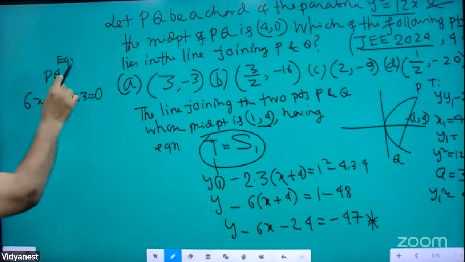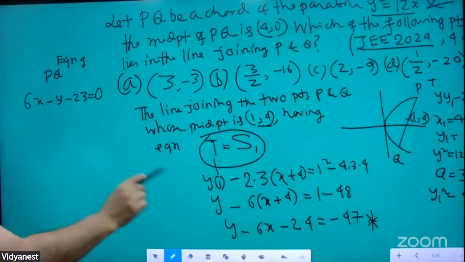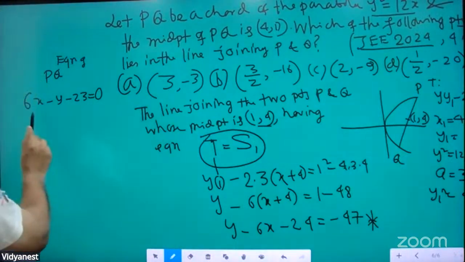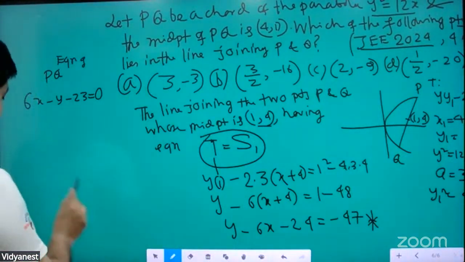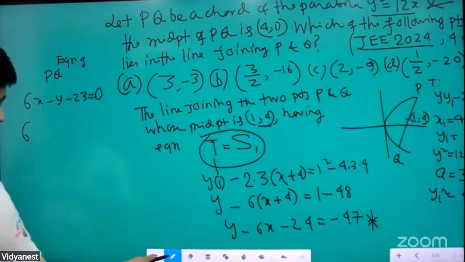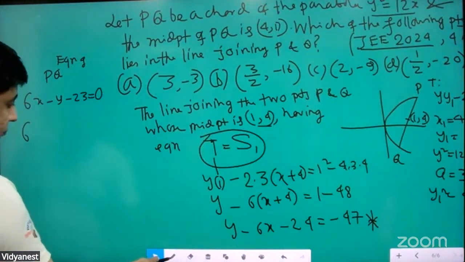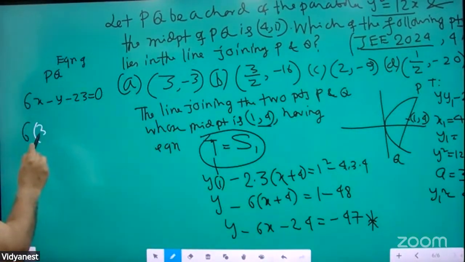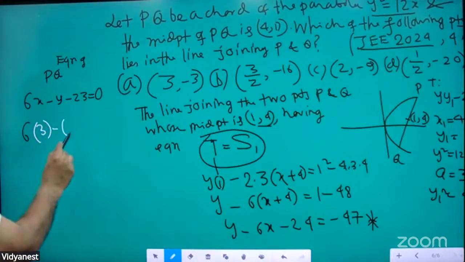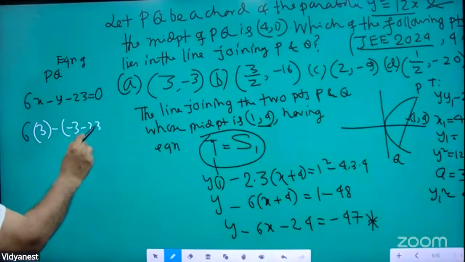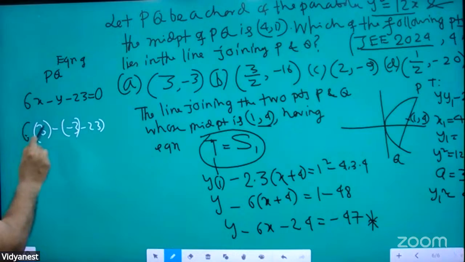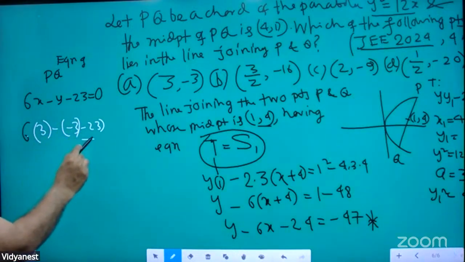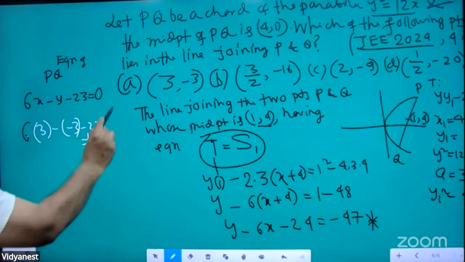The equation of PQ by T is equal to S1 we have got. First you put 6 times 3, minus 3 minus 23. Are you getting 0? 18 plus 3, 21, 23. No, it is not equal to 0. So this is not the answer.